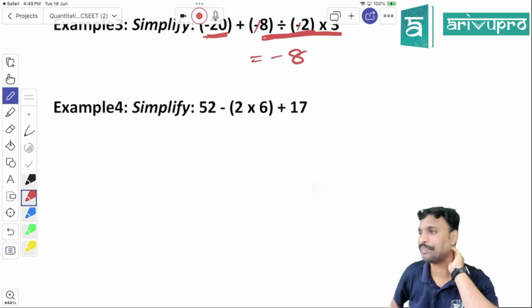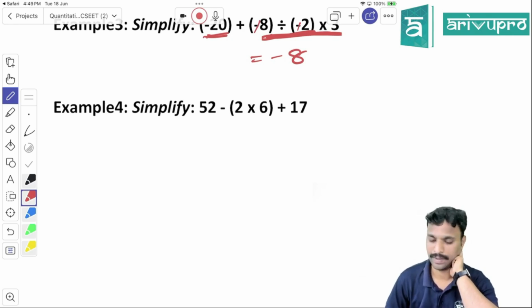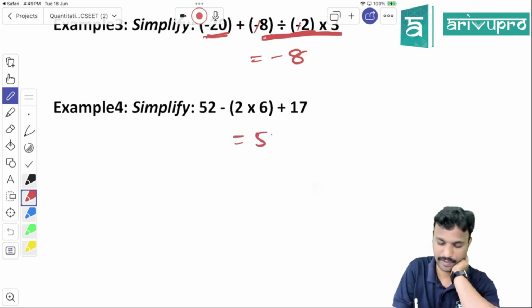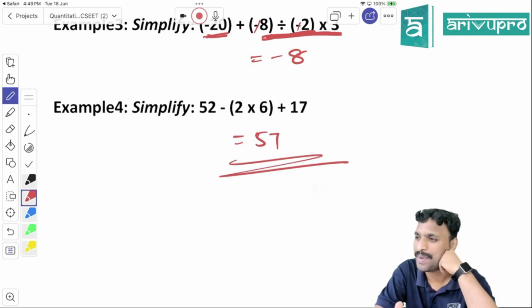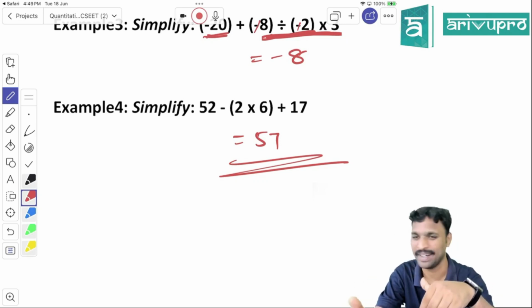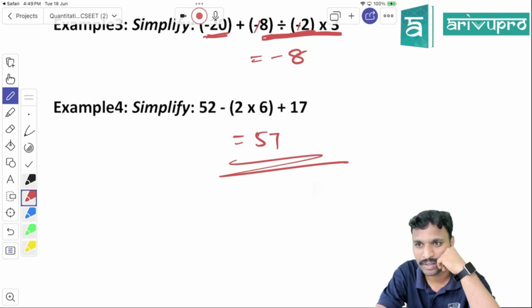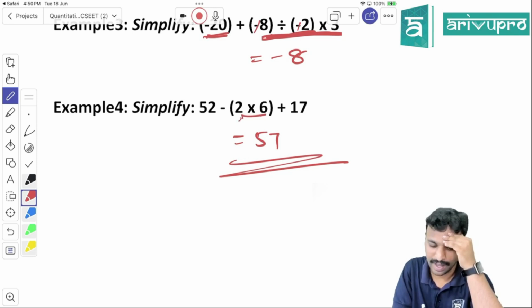How about this? What first? Brackets. 2 6s are 12. 52 minus 12 is 40. 40 plus 17. Addition, subtraction, even though addition gets the first priority, it doesn't matter. You can do subtraction or addition. Both have equal weightage only.